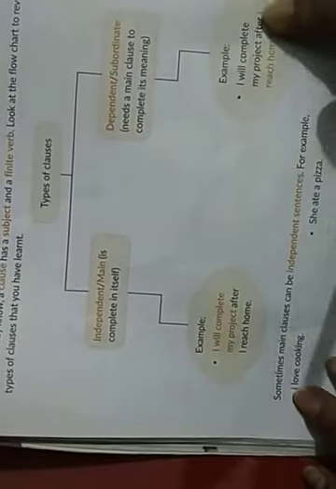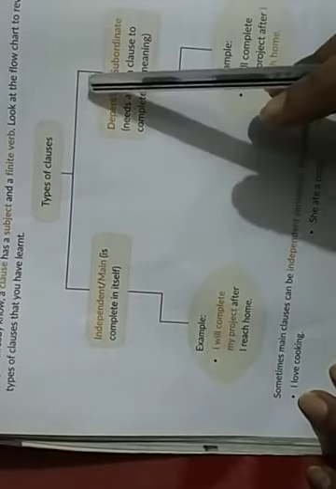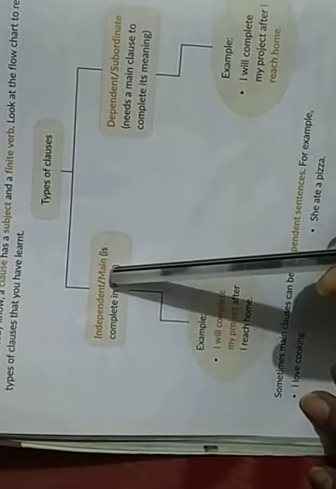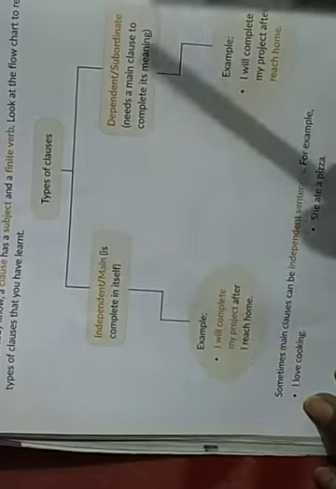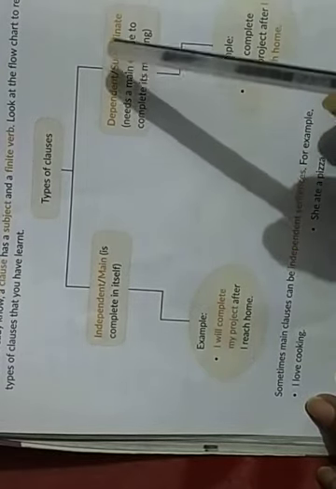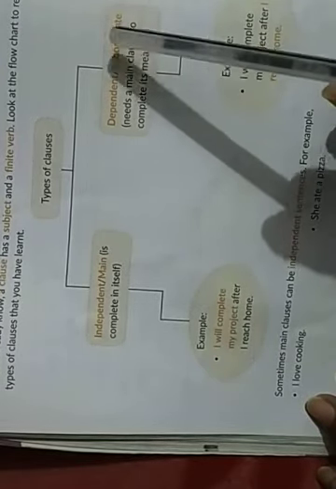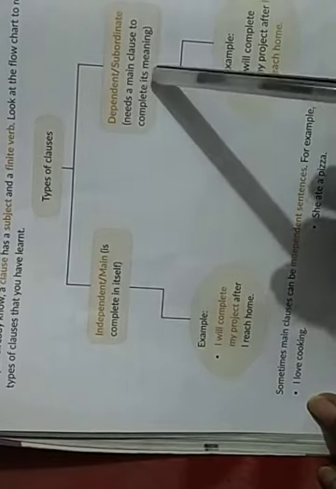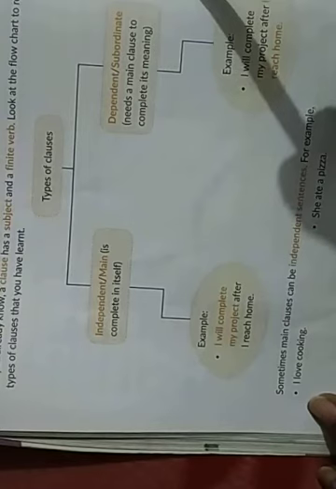There are two types of clauses. First one is independent clause. It is also known as main clause or principal clause. And the second one is dependent clause or subordinate clause. So clauses are of two types. First one is independent and the second one is dependent or subordinate.